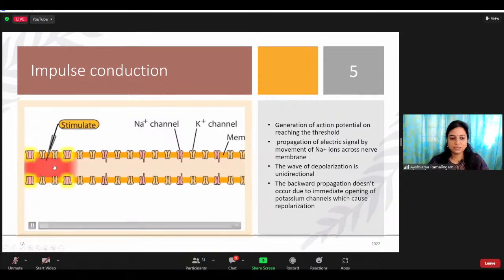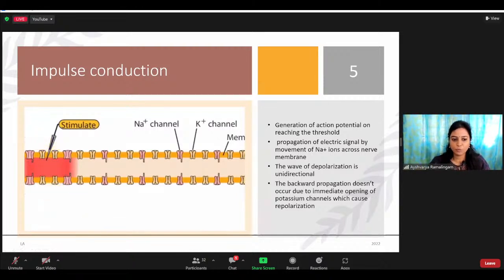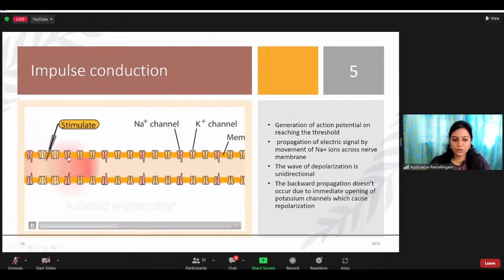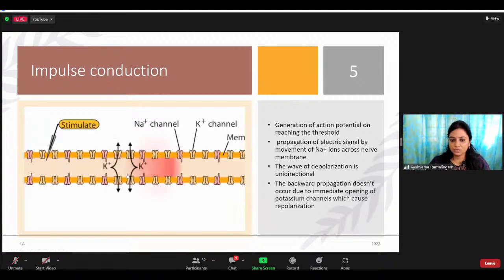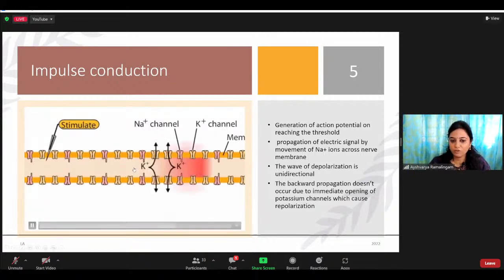When a stimulus is applied in a nerve cell in the axon, the sodium channels are activated, and the sodium comes inside the axoplasm, and it becomes more positive internally, and an action potential is generated when a threshold potential is reached. It is propagated forward by the subsequent wave of depolarization, which opens the subsequent sodium channels, which allow the influx of sodium ions into the axoplasm. The wave of depolarization is usually unidirectional because the backward progression is stopped by the opening of potassium channels, which help in repolarization of the nerve cell.